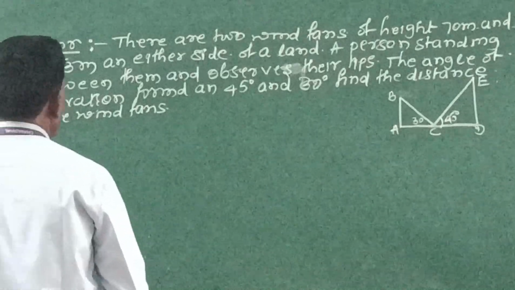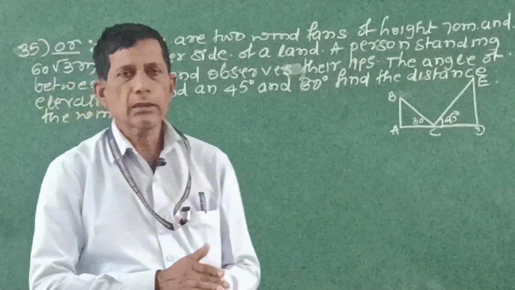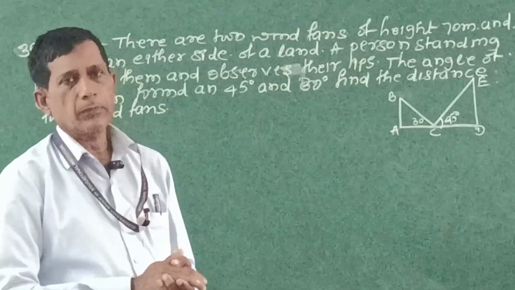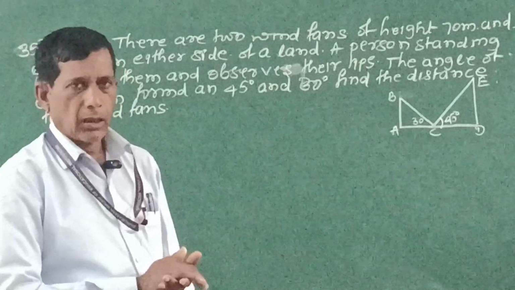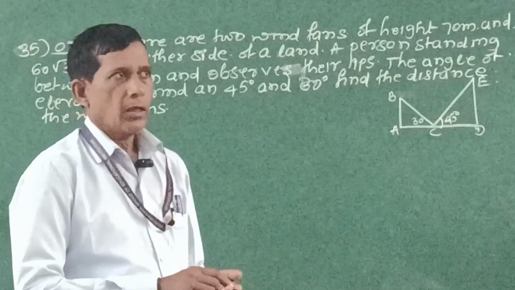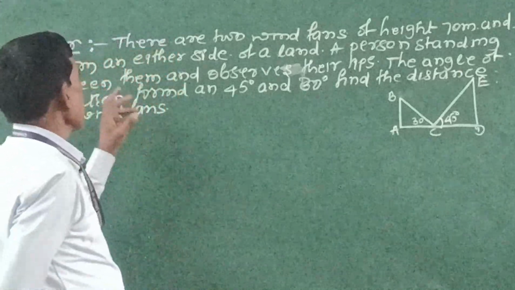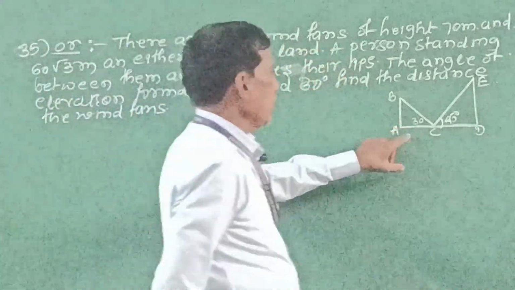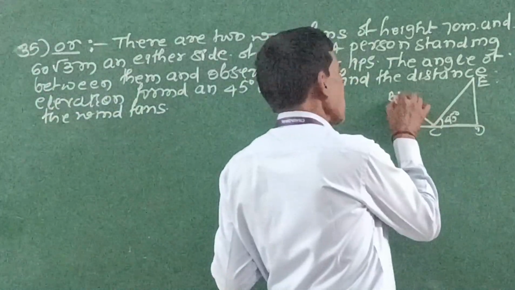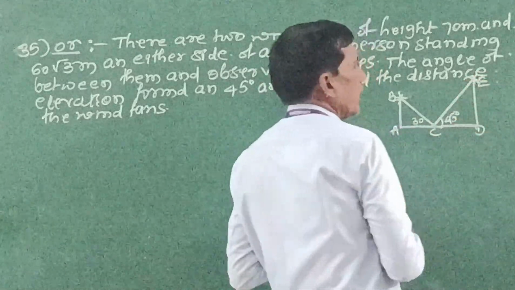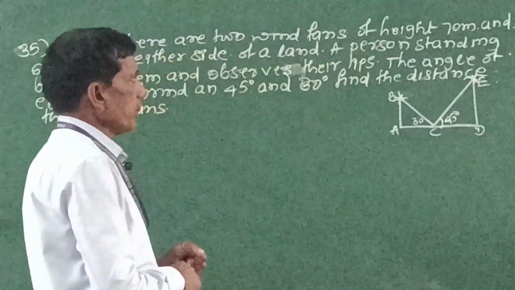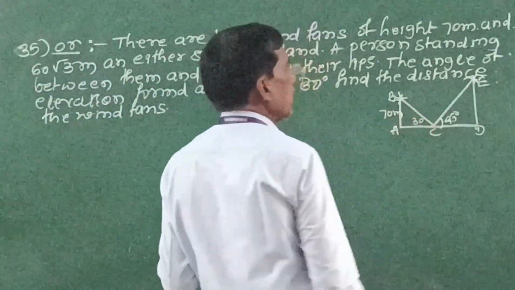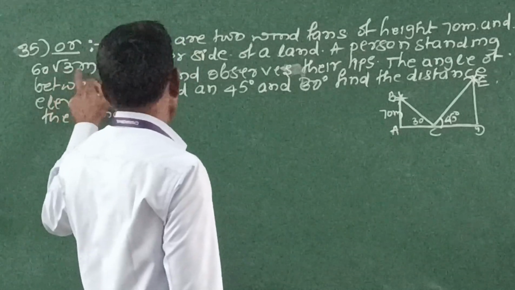In the 35th question, the main question, there is an R section. You choose any one of the questions; there are 2 questions in the 35th, number first in the R section. In the R section the question is given: there are 2 wind fans. AB is one of the wind fans, and D is the second wind fan, of height 70 meter and 60 root 3 meter.